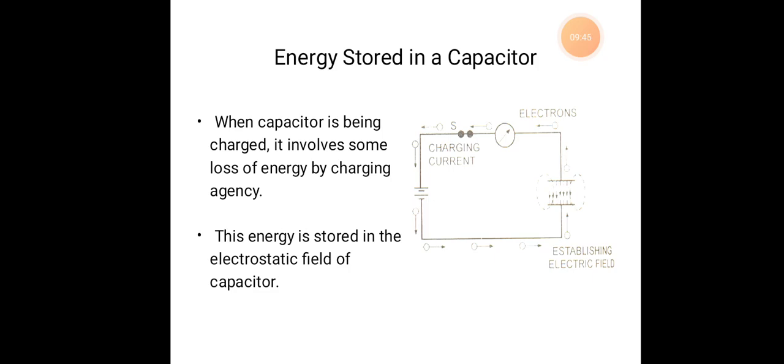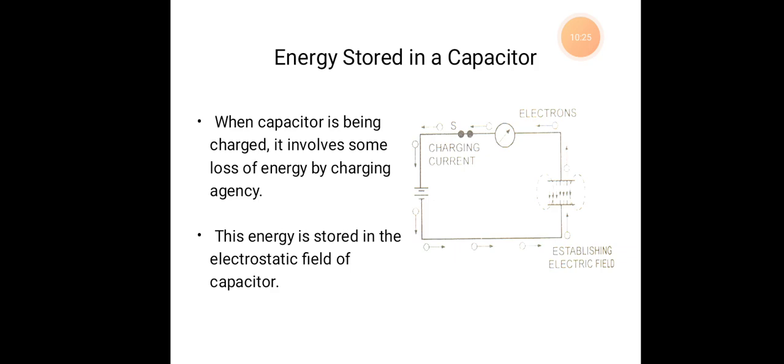Today we will explain only the derivation of the equation for the energy stored in a capacitor. You can see the PPT. In the circuit, a battery is connected across the capacitor. The capacitor has two parallel plates, connected across the battery through a galvanometer and a switch. You can see the circuit diagram on the right side of the PPT.